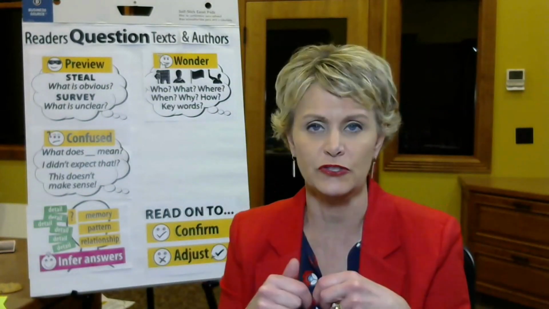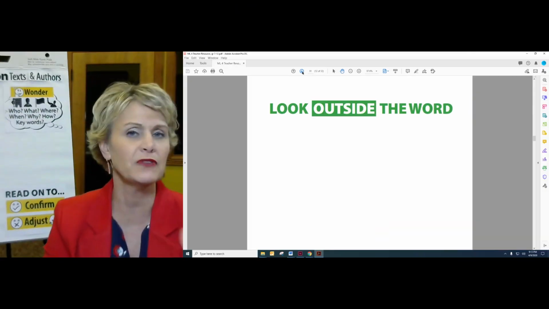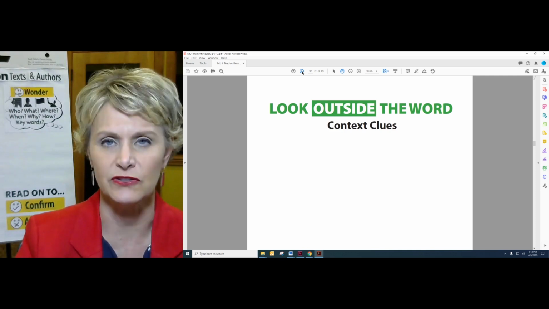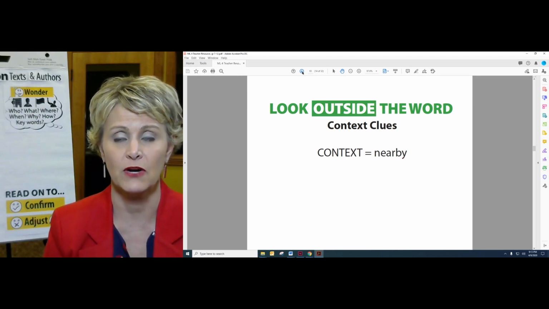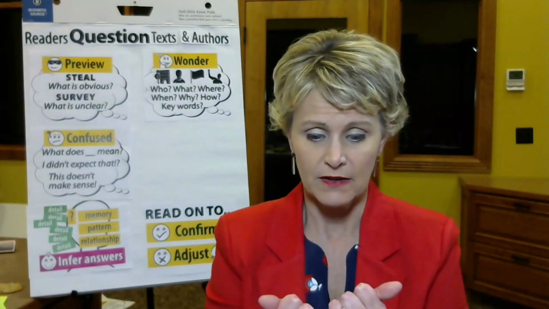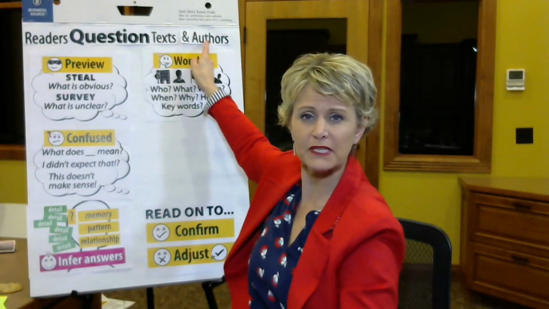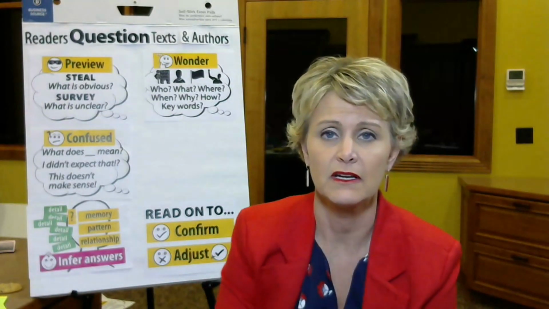Okay, so we look first within the word for clues. Then we look outside the word, and this is context clues. All right, so let's stop throwing that word around like we all know what it really means, and let's name it. What do we mean by context clues? Well, first, let's define context, and it means nearby. Okay, so the clues that are going to help you figure out this word, if they're not in the word, ask the author, hey, where would you put some clues that might help me figure out what this tricky word means? I'm trying to figure out what it means.